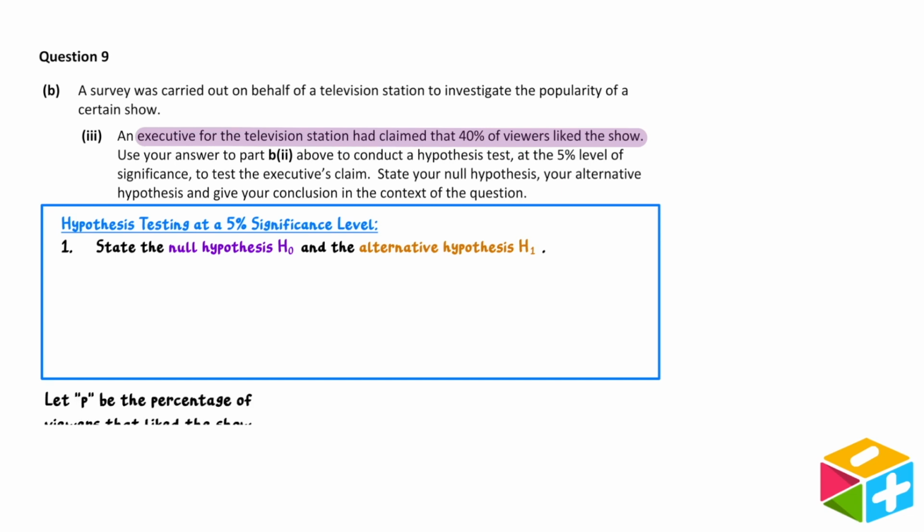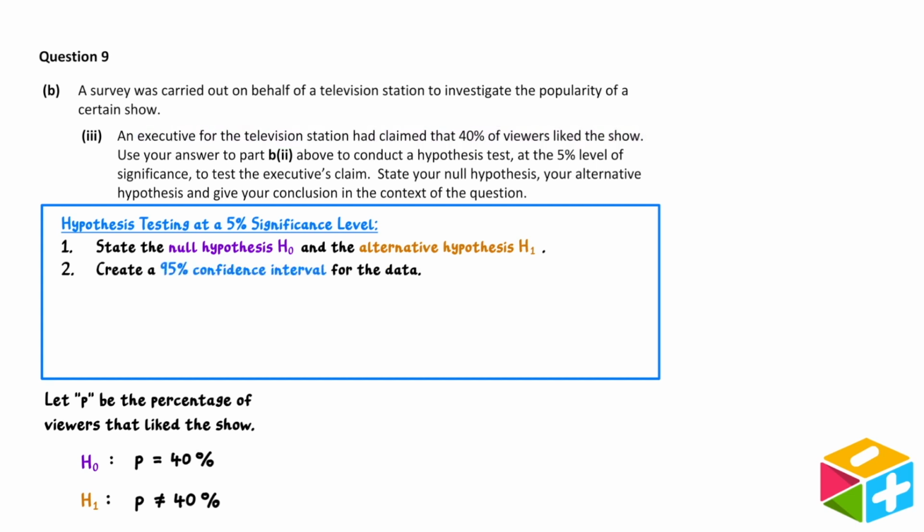If we let P represent the percentage of the viewers that like the show, the executive is claiming that P is equal to 40%. This will be our null hypothesis, H0. The alternative hypothesis, H1, will involve inequality and usually corresponds to the claim not being true. Here, the alternative hypothesis, H1, is that P is not equal to 40%.